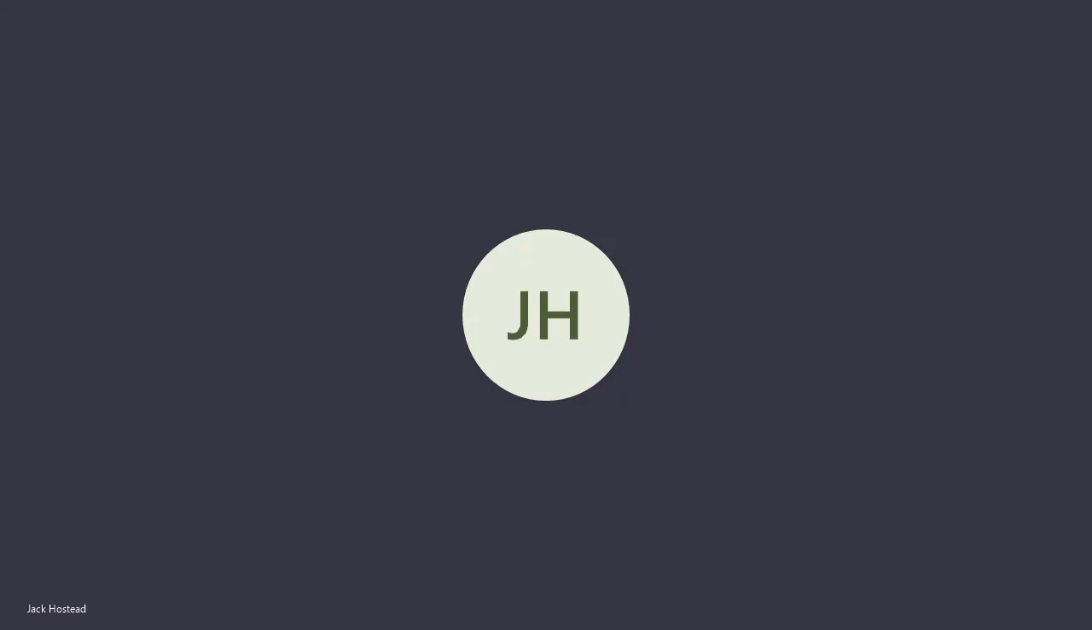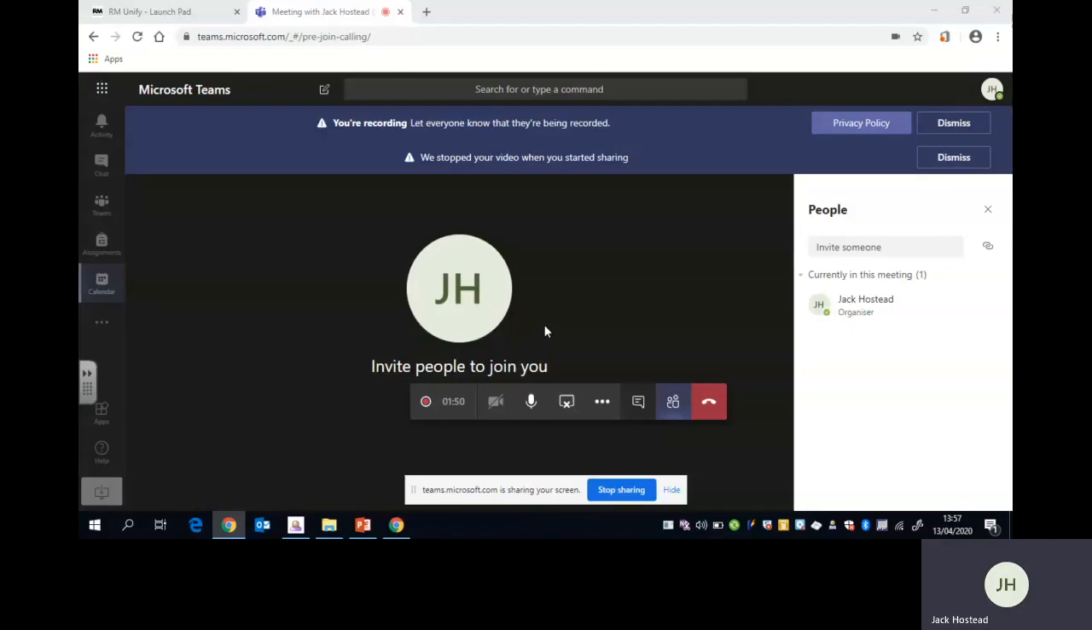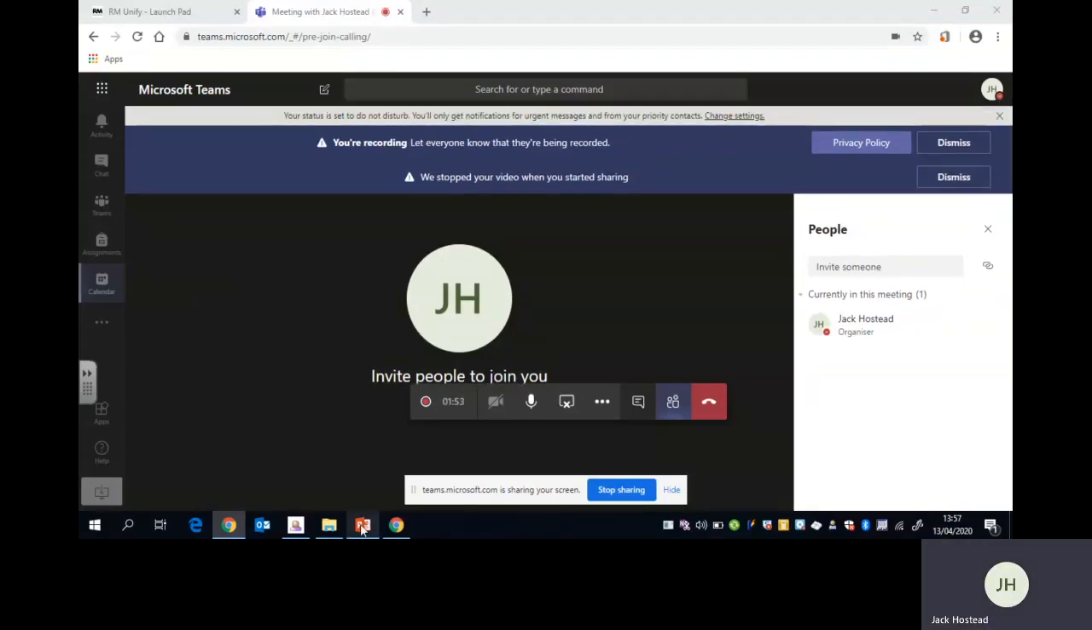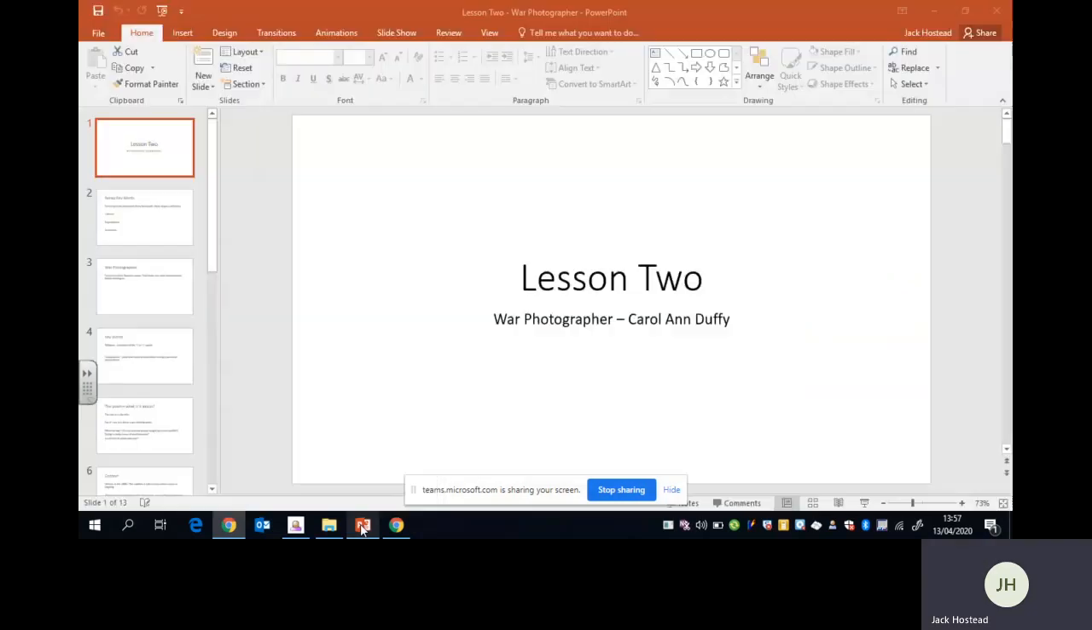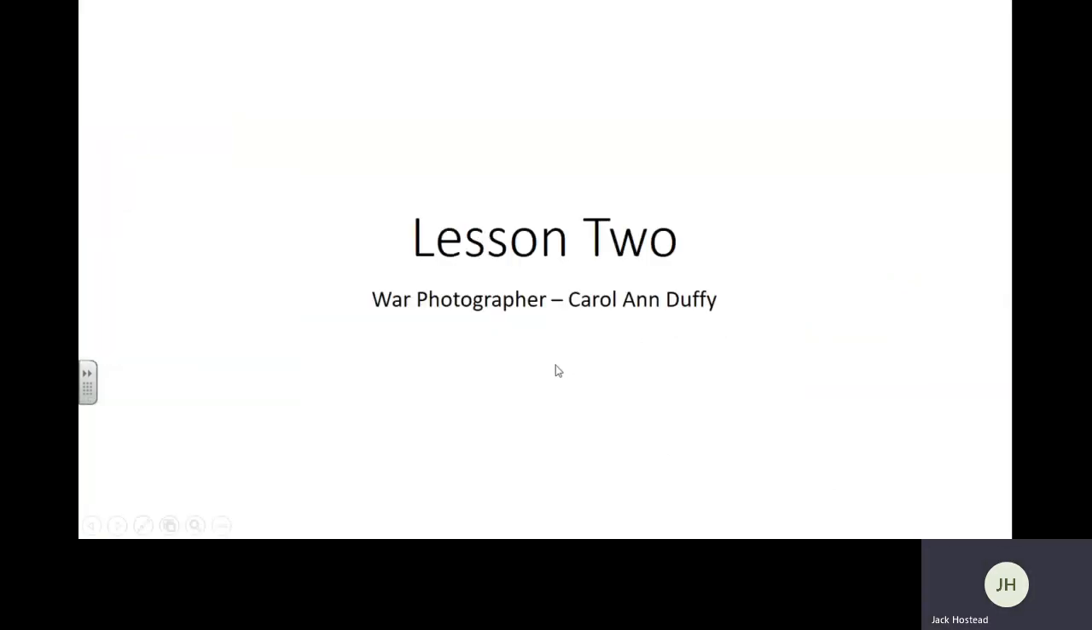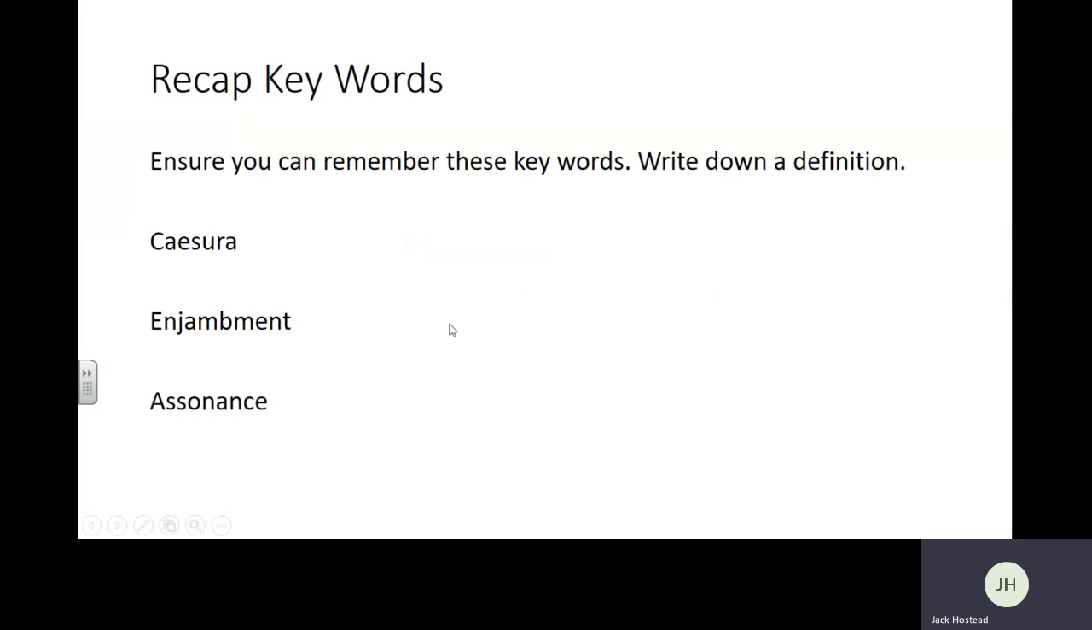Hello, okay, so this is lesson 2 on War Photographer. And this one should be pretty straightforward. I think I've got to grips with it now. So if we hide that. Okay, so first thing I need us to do is to just recap the keywords from the last lesson.